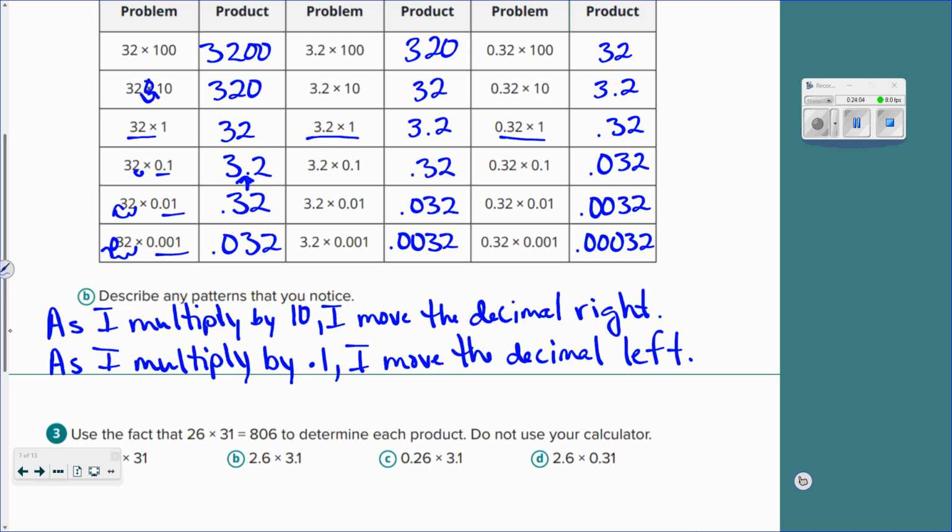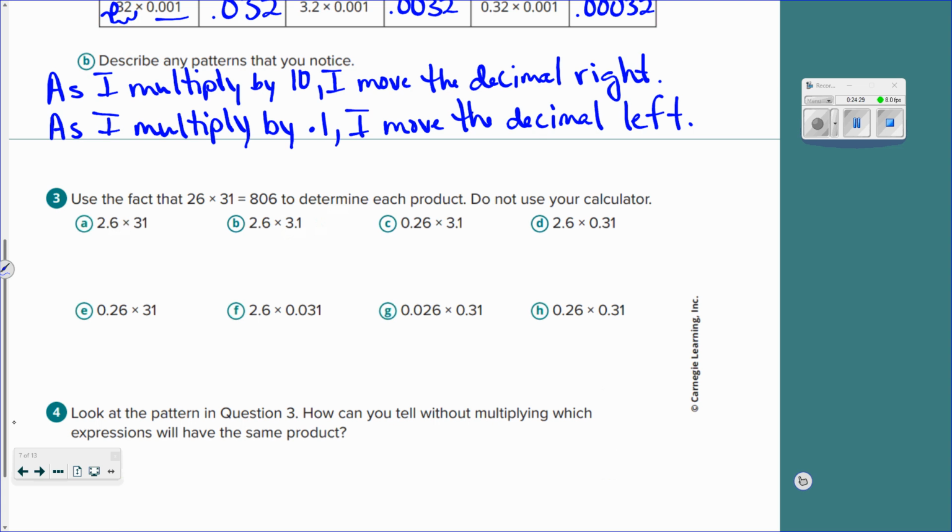Does that make sense for you? Did I hear someone say no? Everybody thumbs up if you're good on that. That makes sense. And all I'm doing is moving my decimal as I multiply by a power of 10. Thumbs up? Guys, I got a lot of people still writing. I need thumbs. Fingers work, okay? Looks like most of you are good on that.